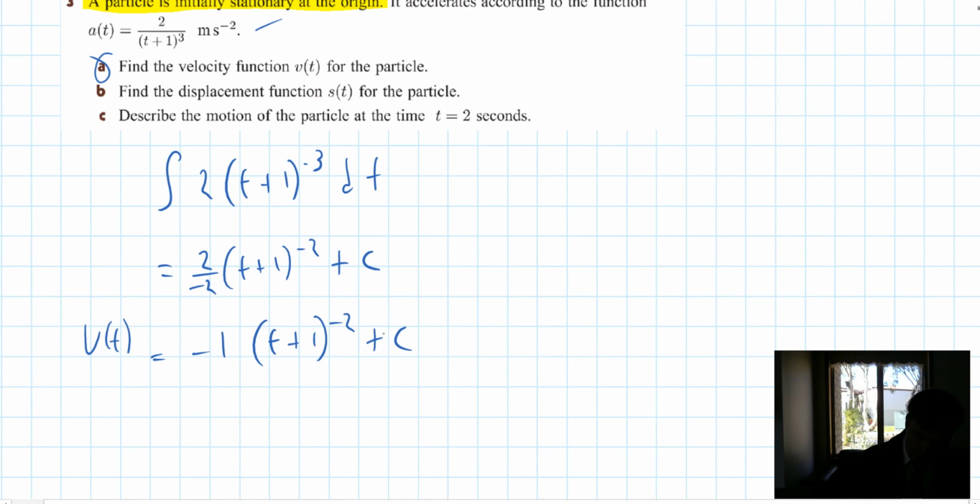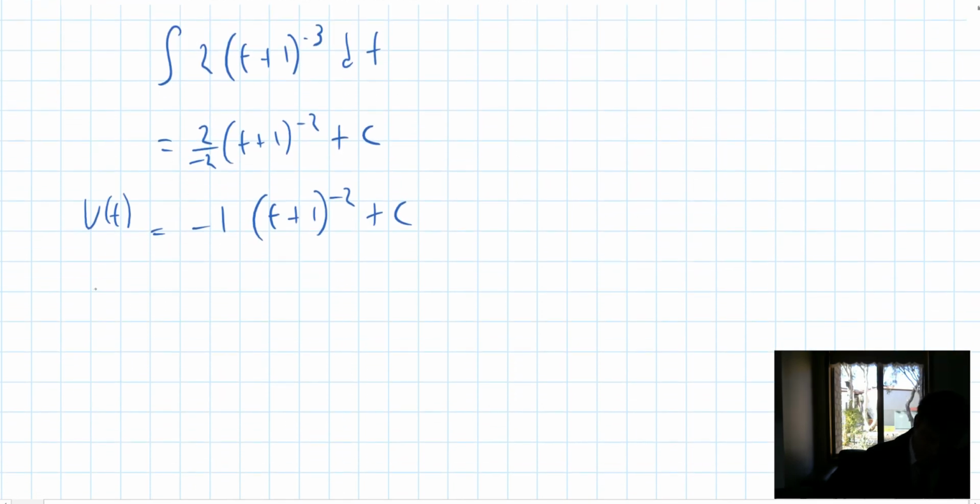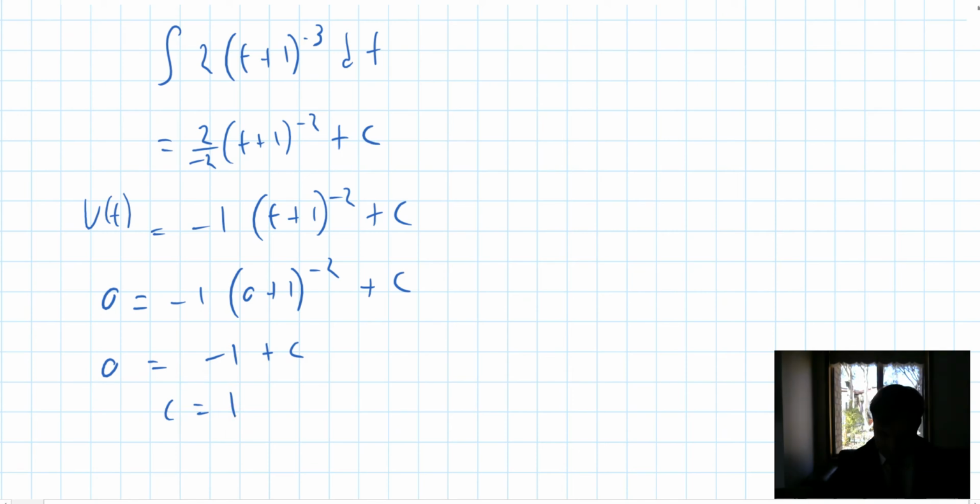However, we've still got this plus c here, and that's where our initial conditions come in handy. So we're told that V(0) equals 0, meaning 0 equals minus 1 lot of 0 plus 1 to the minus 2 plus c. Now, fortunately for us, that works out quite nicely. 0 plus 1 is 1, 1 to the minus 2 is still 1, minus 1 lots of 1 is just minus 1 plus c, therefore c is equal to 1.